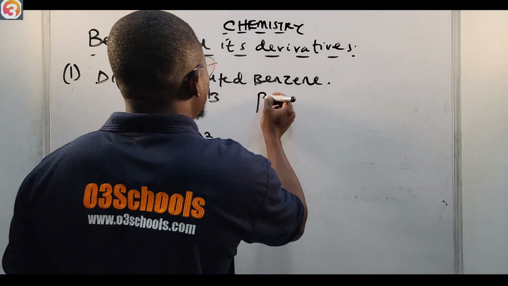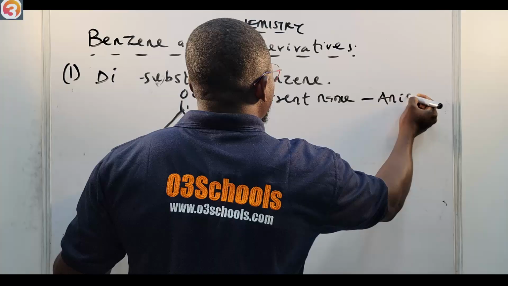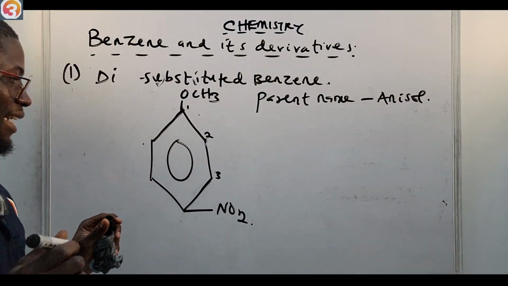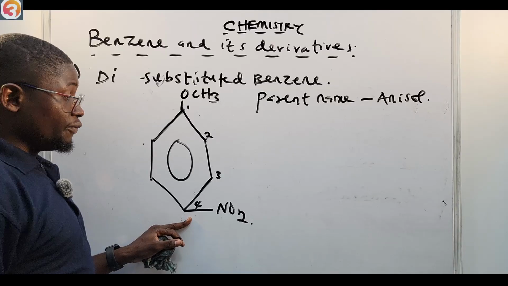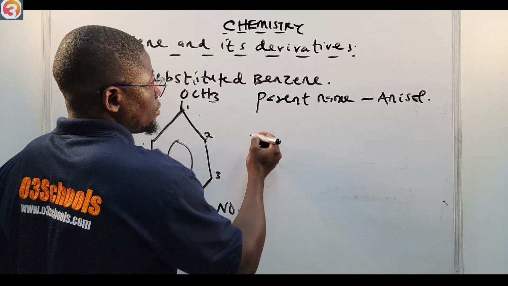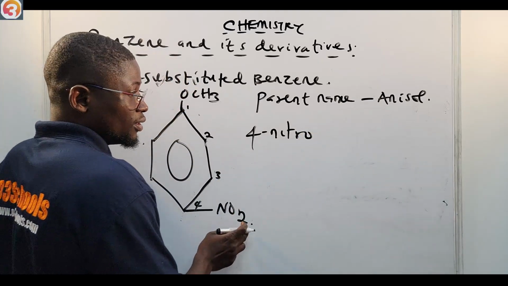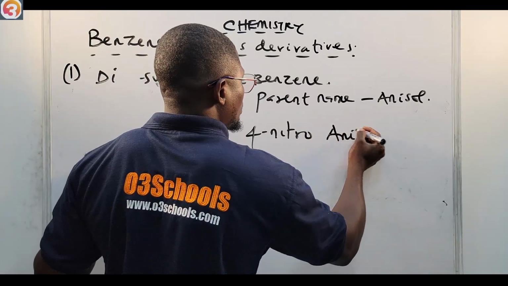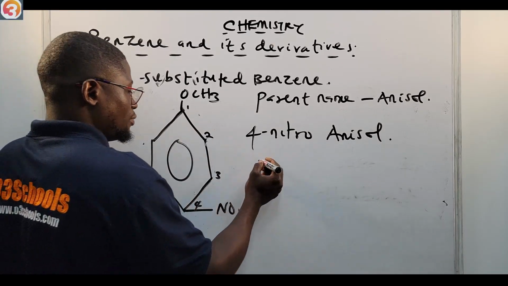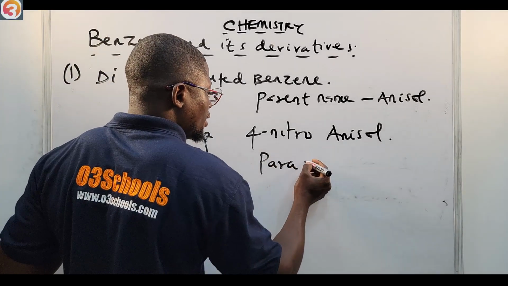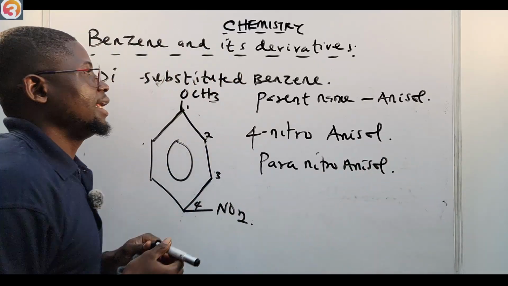So the parent name is anisole. Then of course we have the nitro group on the fourth carbon. So that would be 4-nitroanisole. Because they are in position 1 and 4, we can easily say para-nitroanisole. It's as simple as A, B, C.